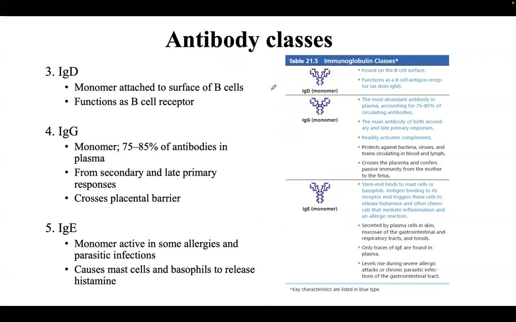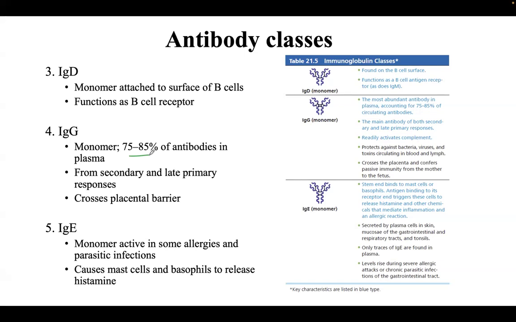IgG, this is the most abundant antibody. 75 to 80% of antibodies in plasma is actually IgG. It can form a primary response as well as a secondary response. Whenever we are triggering a primary response, we will produce IgM, but we can also produce IgG. But for the secondary response, we produce a lot of IgGs.